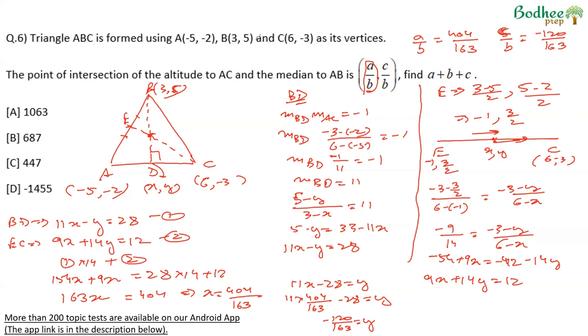And therefore, we have to find a plus b plus c. A becomes 404, b is 163, c is minus 120. 163 minus 120 is 43, and 404 plus 43 is 447. Option C becomes the answer.